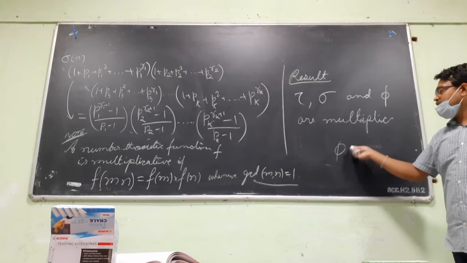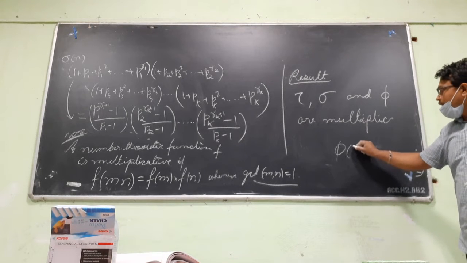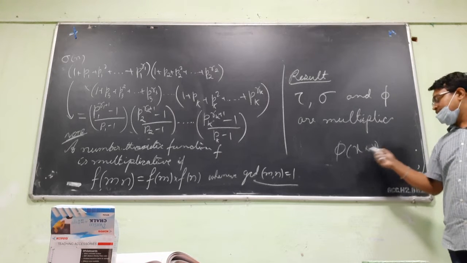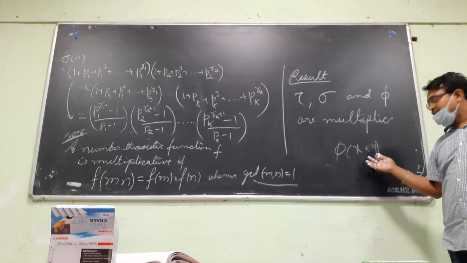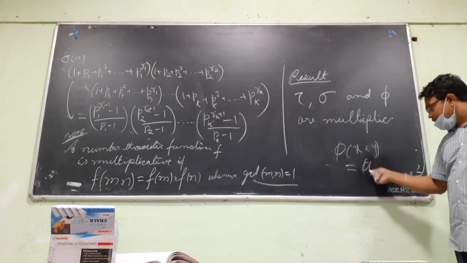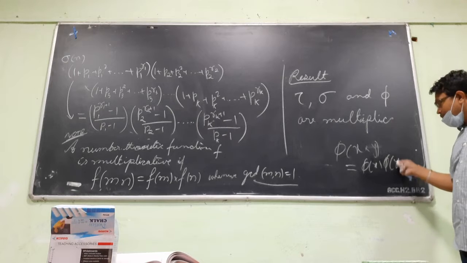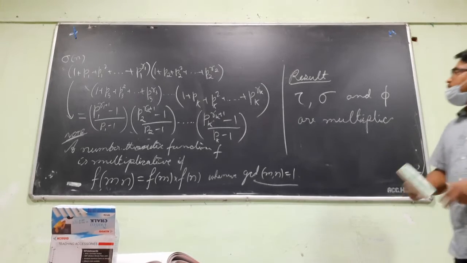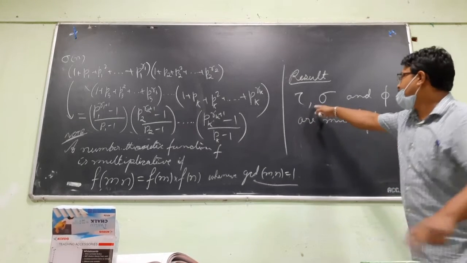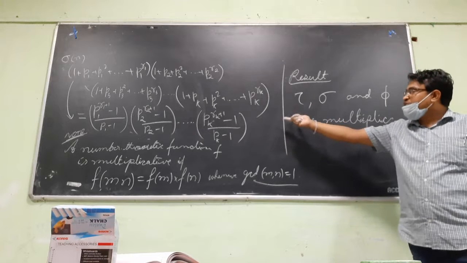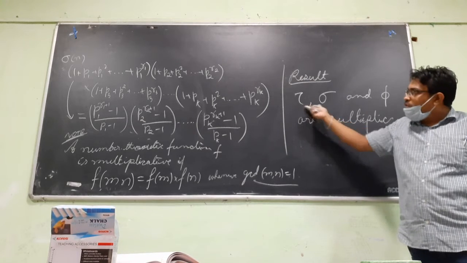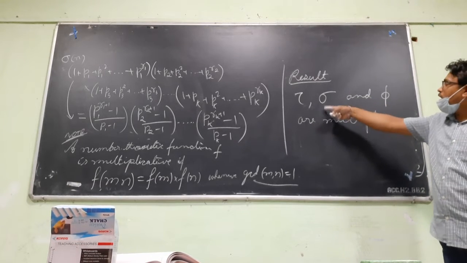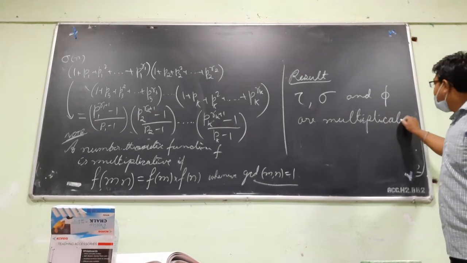So whenever you get expressions like phi of a large number, say x multiplied with another number y, and it is given that the GCD of x and y is 1, immediately you can write it as phi(x) into phi(y), because phi is multiplicative. So we need to know this. Tau and sigma are very easy to evaluate. Once you get the canonical form, the expression is ready. So the result is that tau, sigma and phi are multiplicative.